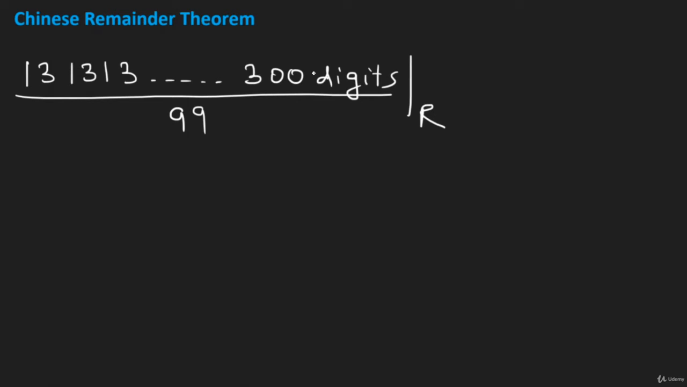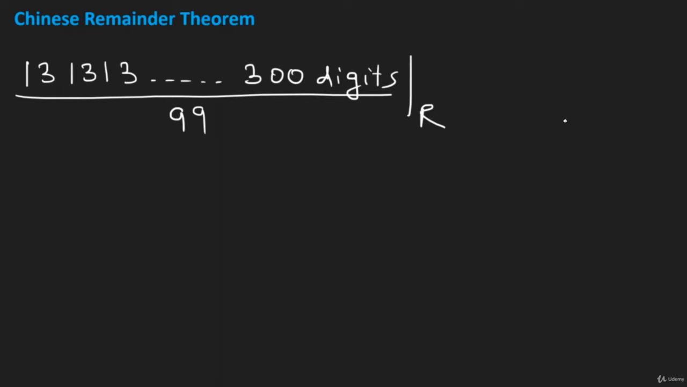131313 up to 300 digits. So that's a 300 digit number. When you divide this number by 99, we are asked to find the remainder. Alright, now let's see how we can apply the Chinese remainder theorem to solve this type of a question.